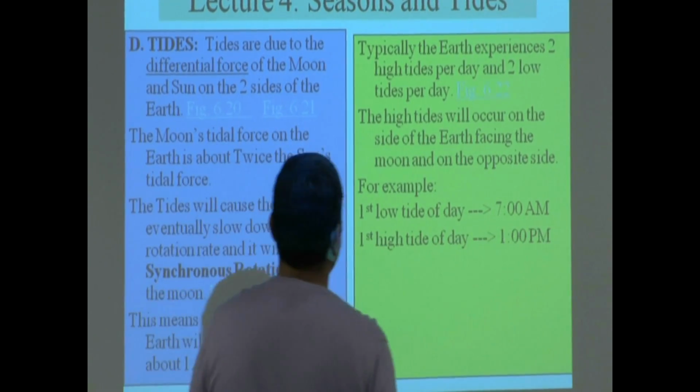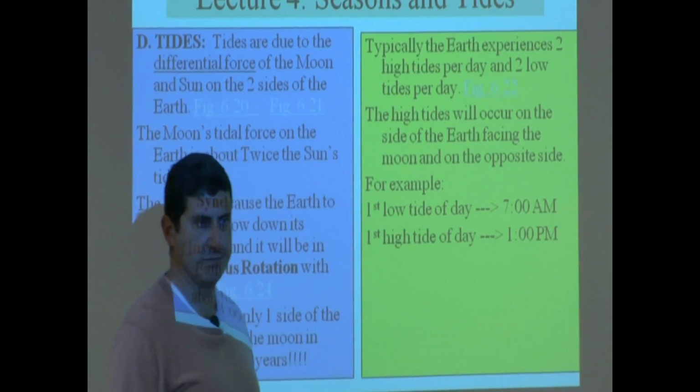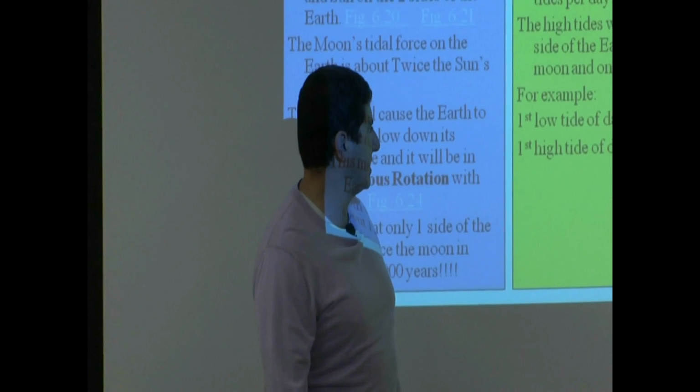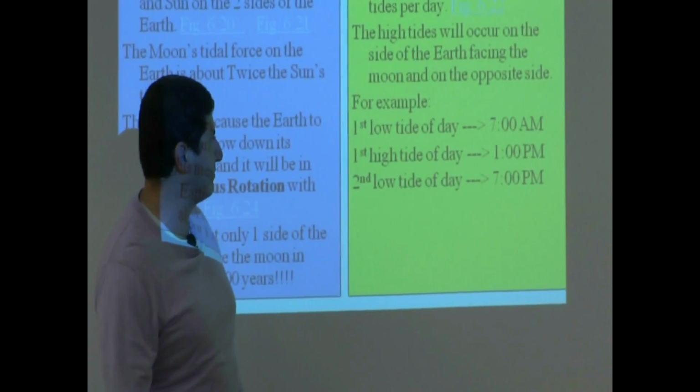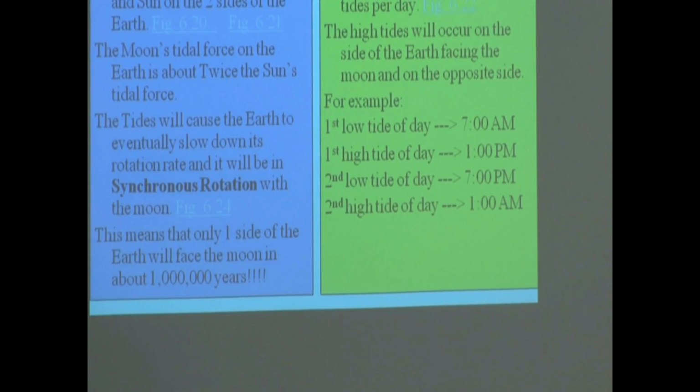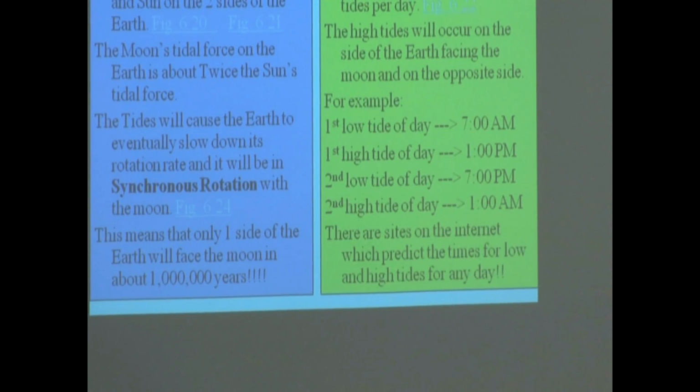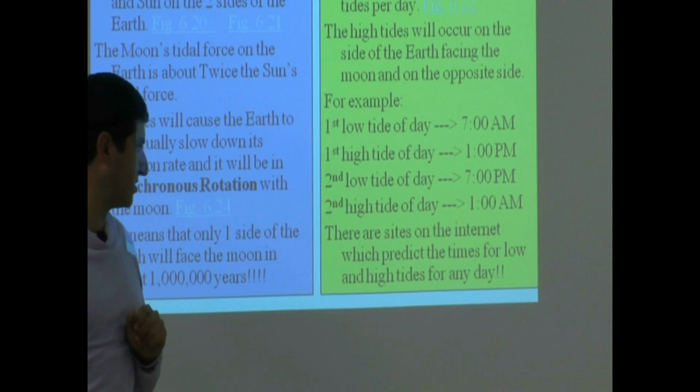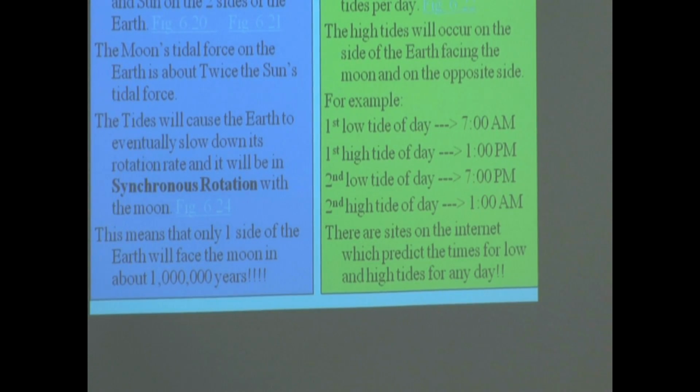The next high tide, we would expect it to be 1 p.m. And then the next low tide, roughly 7 p.m. So you see 6 hours, 6 hours. Second high tide, 1 a.m. There are sites on the internet which predict the times for low and high tides for any day.